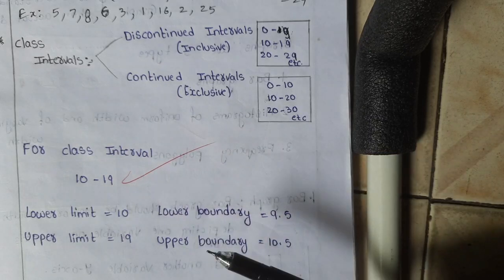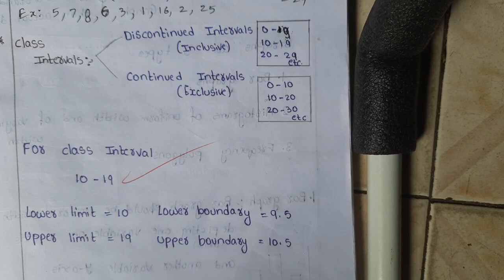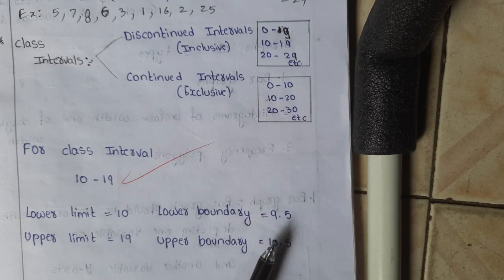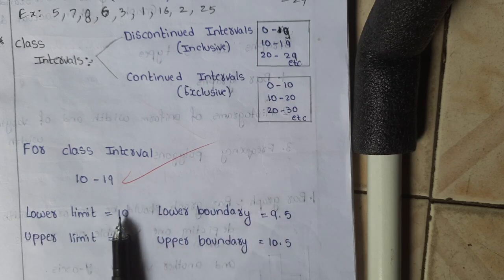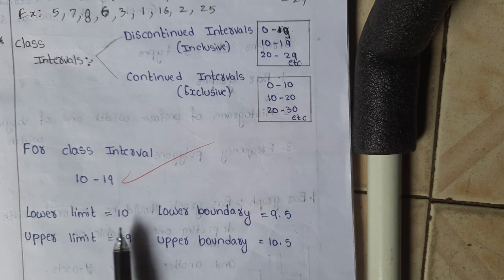For class interval 10 to 19, we are taking one example. 10 to 19. Lower limit: 10 means lower limit, the lower one. Lower limit, upper limit, lower boundary; I shall explain each and every one with verification, so you can observe very clearly. Lower limit is 10. Upper limit is 19.